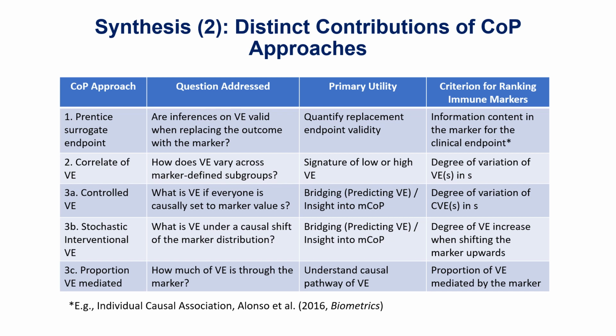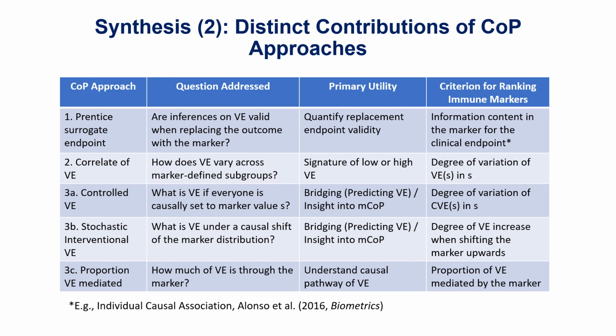So then the second synthesis point I'd like to make is that each of the statistical approaches is addressing a different scientific question. So in that sense, they're complementary. And here I'm listing the question addressed for the 5 different stage 1 COP approaches that I mentioned. So the Prentice approach is looking for, do you get a valid inference on vaccine efficacy if you replace the clinical endpoint with the marker? The correlative VE framework is looking for how does VE vary across marker-defined subgroups. So it's kind of a vanilla subgroup effect modification analysis.